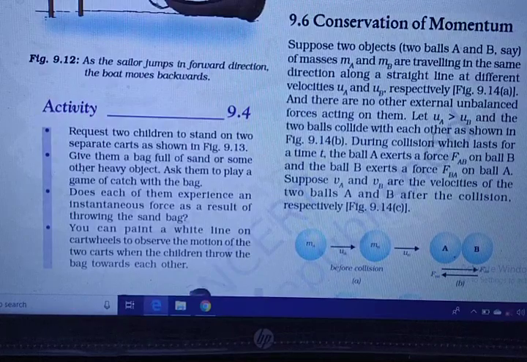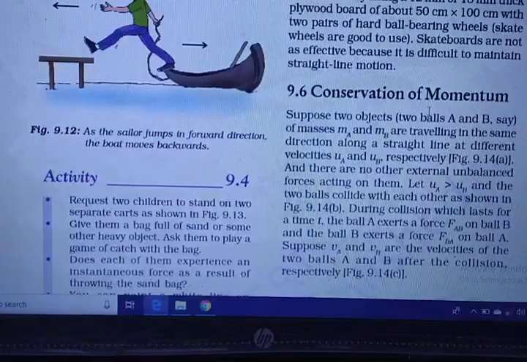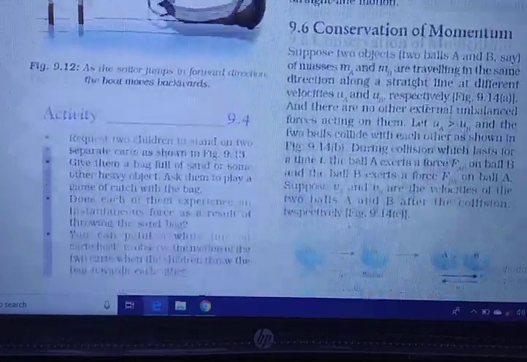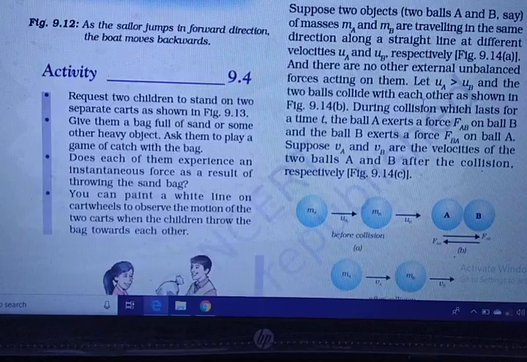Now, conservation of momentum is a very important topic, but before explaining it, I would like to finish the third law of motion. You should remember the third law of motion, and in the next video I am definitely going to finish this chapter. Newton's third law says equal and opposite: Fa is equal to minus Fb. So every action has an equal reaction.